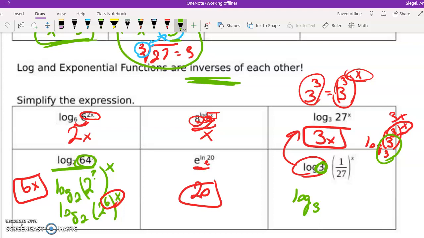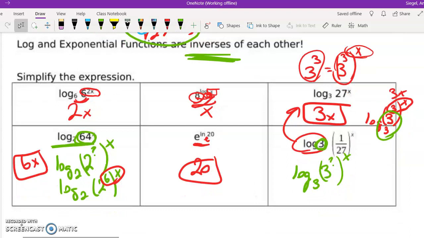It doesn't look like it anyway. So I want it to be like that. So 3 to some power raised to the x power. So I'm really interested in 3 to what power equals 1 over 27?